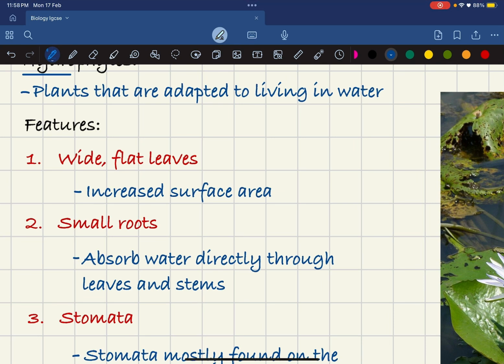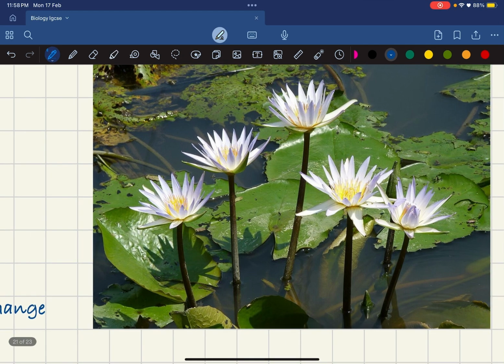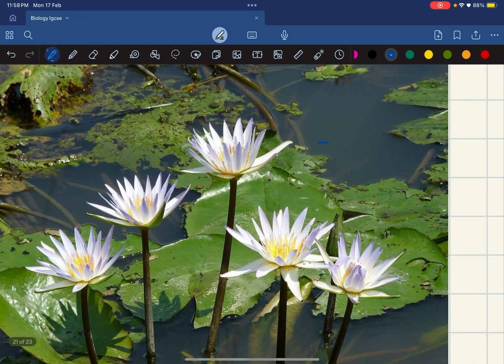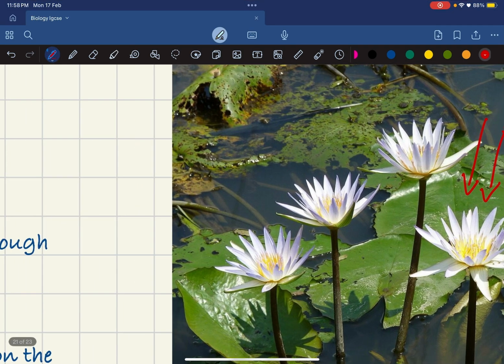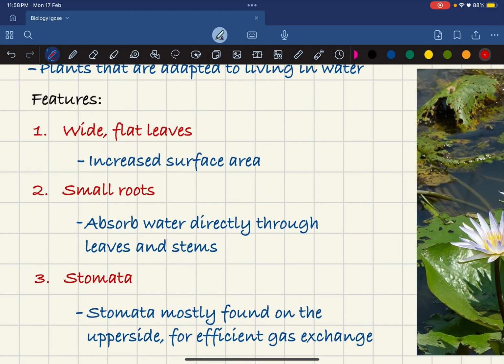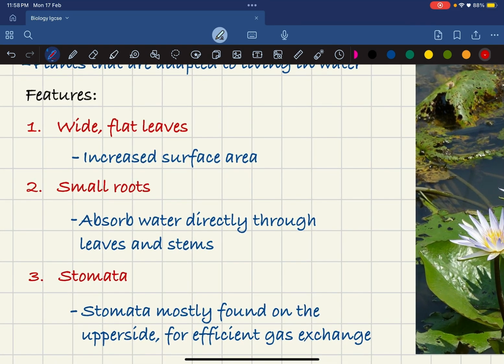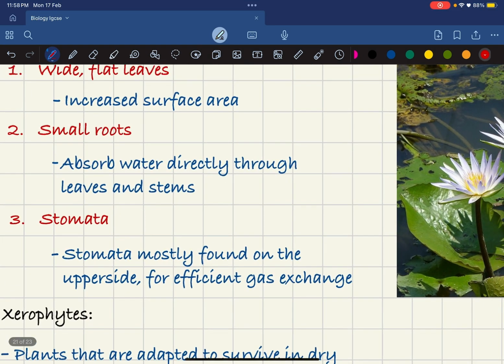The first feature is it has wide and flat leaves, which basically increases its surface area. For example, over here we have these leaves which are floating on water. What this does is that it gives more sunlight to the leaves so that it can photosynthesize. It gets more sunlight due to a bigger surface area. So that's the reason why it has wide and flat leaves.